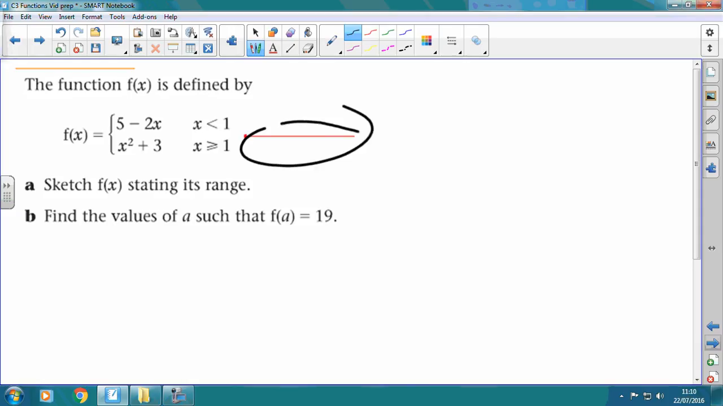Okay, apologies for these lines here. That's just where I was cutting and pasting out of the book.